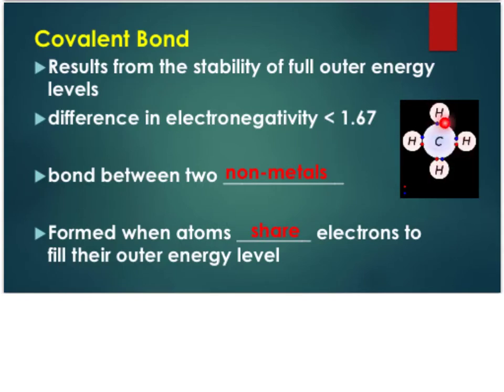Now let's look at carbon. These 2 are shared with carbon also. These 2, these 2, these 2. So that gives it a total of 8. So by sharing the electrons, they both end up with a stable or filled outer energy level.